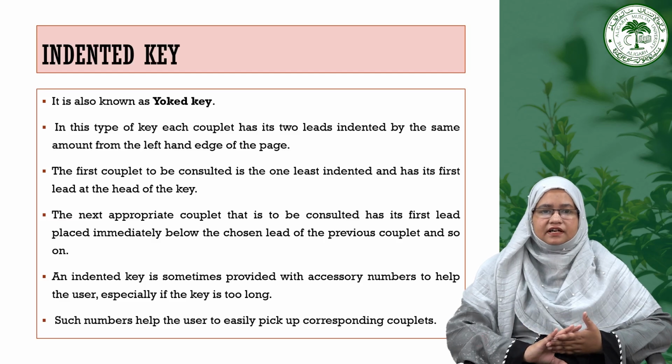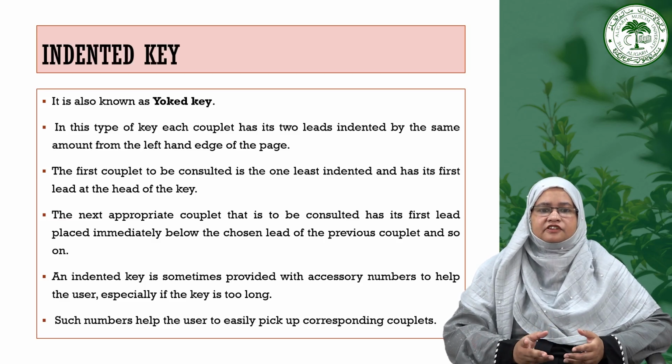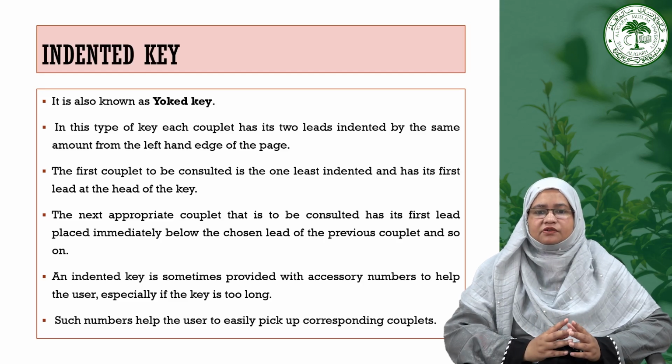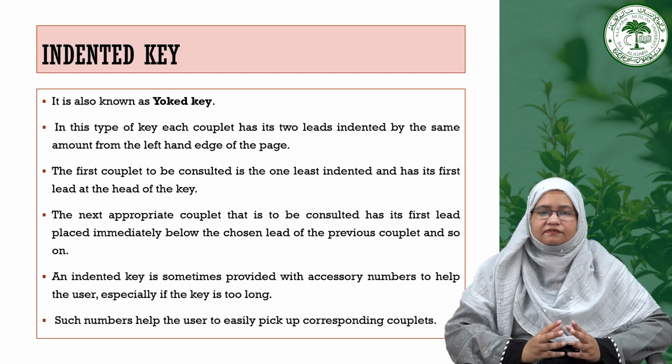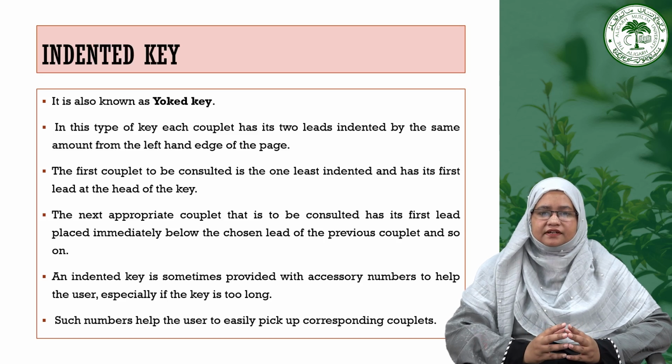The next one in single access keys is the indented key. As the name indicates, it is also called the yoked key. In this type of key, each couplet has its own leads indented by the same amount from the left hand edge of the page. So, the first couplet to be consulted is one of the least indented and has its first lead at the head of the key, and the next appropriate couplet to be consulted has its first lead placed immediately below the chosen lead of the previous couplet and so on.